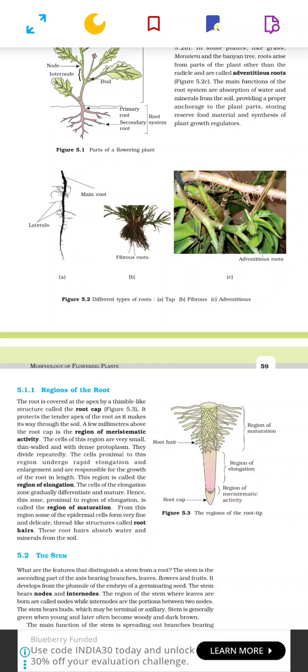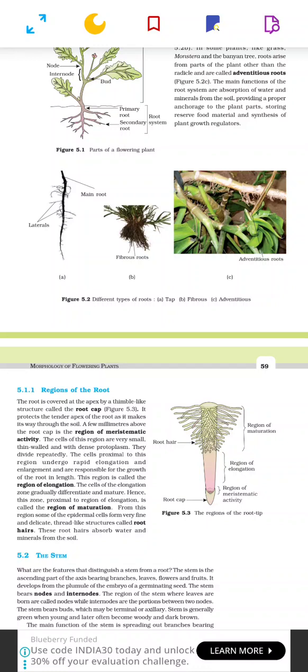From this region, some of the epidermal cells form very thin and delicate thread-like structures called root hairs. These root hairs absorb water and minerals from the soil. In figure 5.3, the regions of the root are shown.